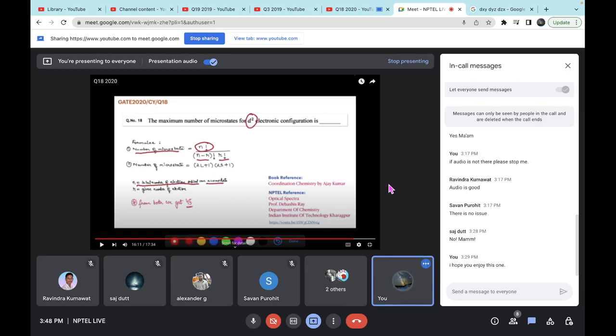Also, do you guys know that this microstate table also gives me the number of actual terms associated with D2? I think I will be covering it in some other questions where some term symbol is asked. But it was interesting.